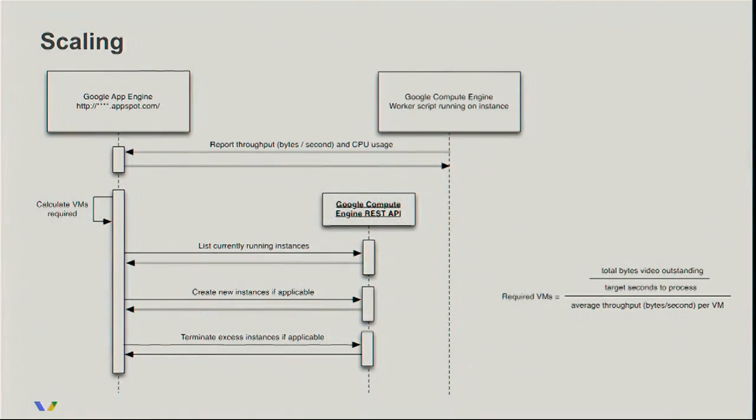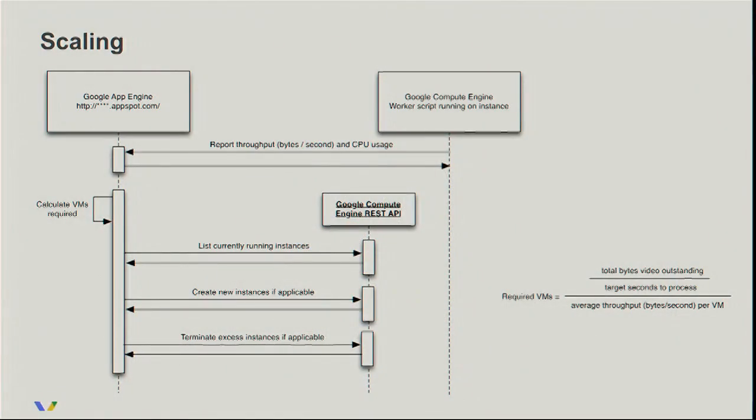App Engine already does a great job of this for the user-facing requests, but we need to do something on the back end to make sure the virtual machines come up in the same fashion. So I'm going to start with the diagram, and then we'll jump to a demo. We're doing essentially two things to facilitate this.